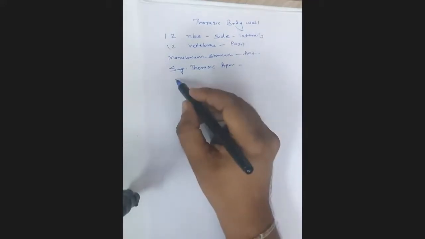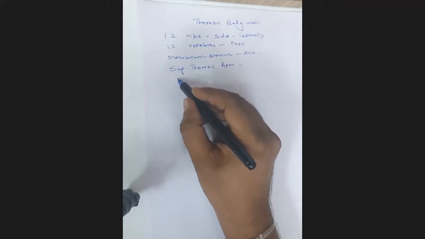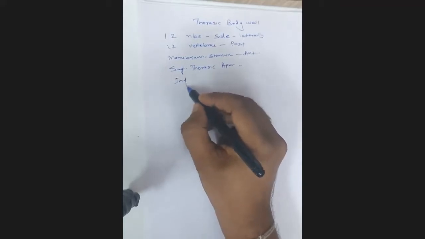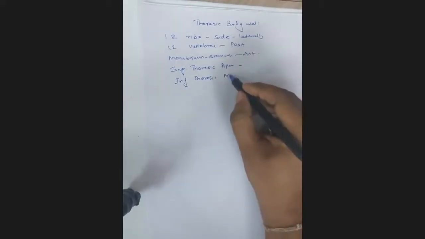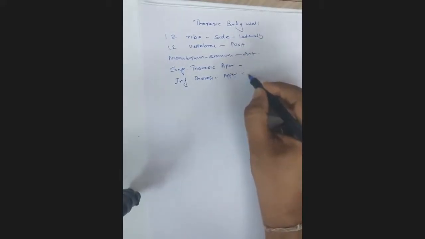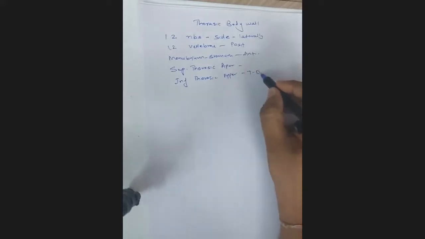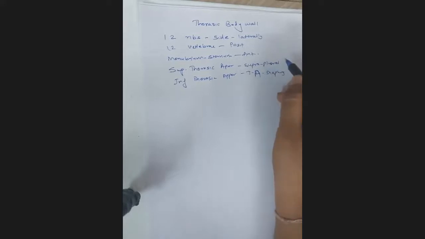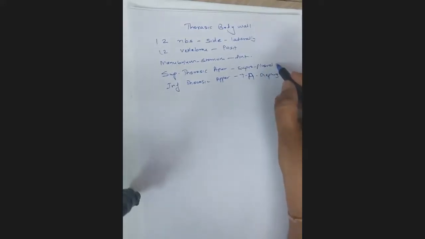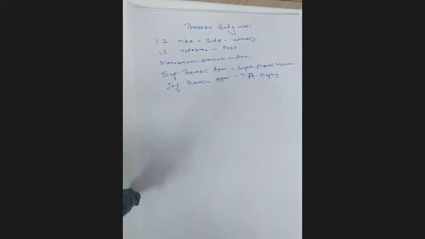And then inferiorly there is the inferior thoracic aperture, which is closed by the thoracoabdominal diaphragm. There is a thoracoabdominal diaphragm over here, and here is the suprapleural membrane. So this is what constitutes the thoracic wall.